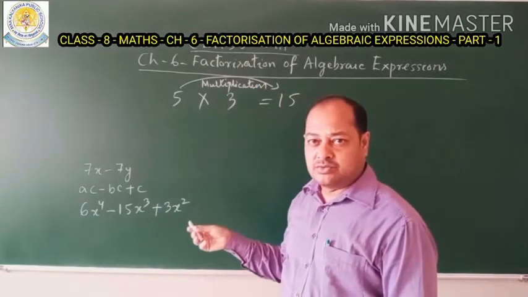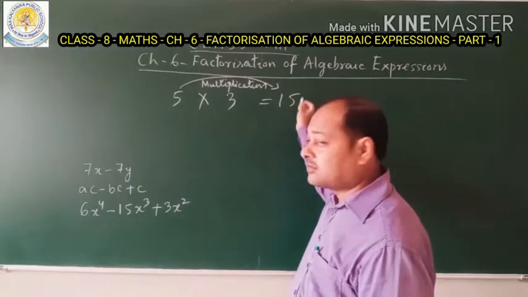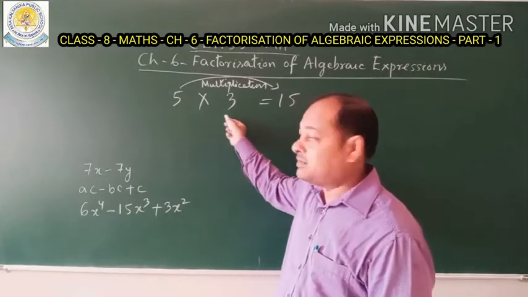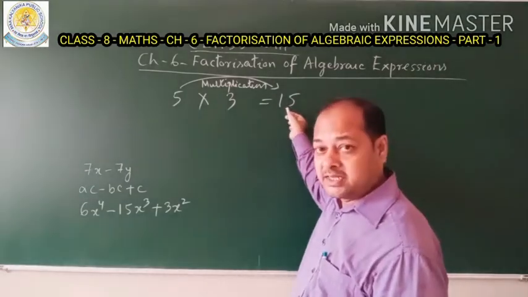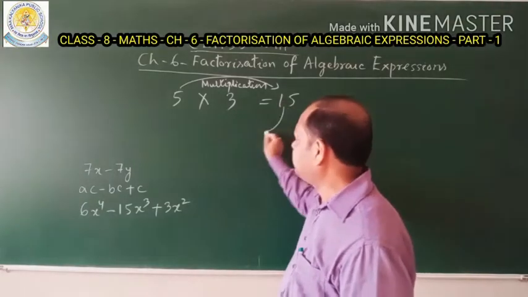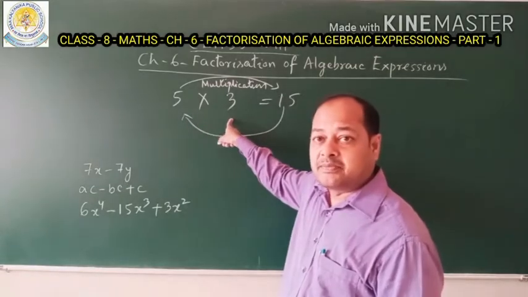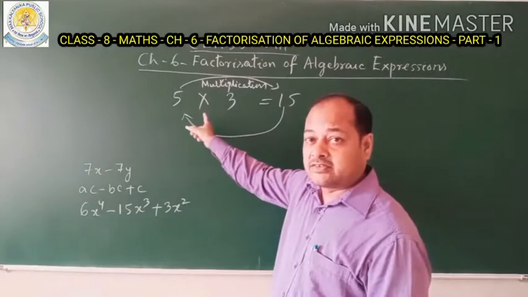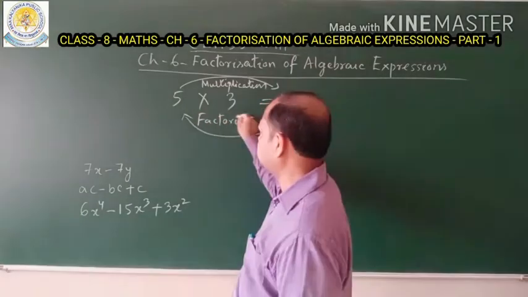And if I ask you what is the factor of 15, here factor of 15 means what are the numbers? 5 and 3, because 5 and 3 are responsible to get the product 15. So the factors of 15 are 5 and 3, because 5 into 3 is 15. This process is called factorization.